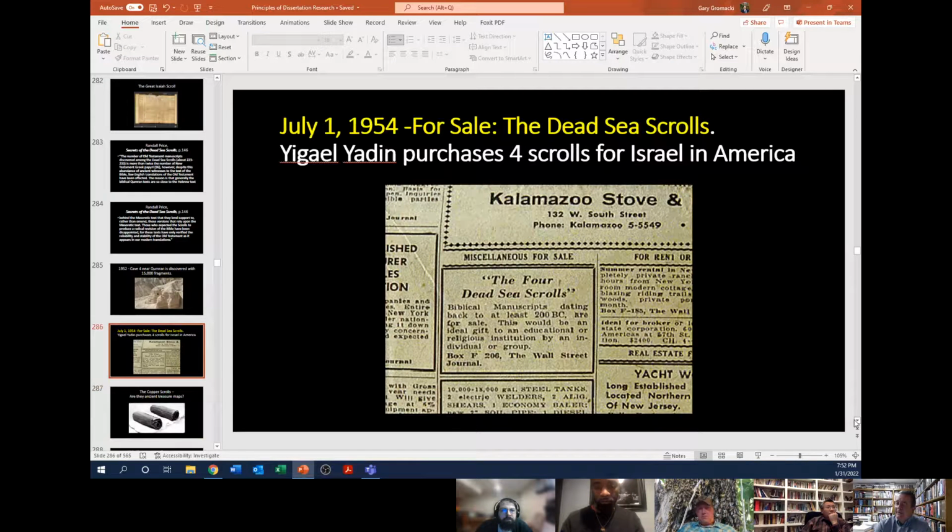1954, Yigael Yadin comes to America and purchases 4 scrolls for Israel in America. So there was an ad. Can you imagine that? Wall Street Journal ad: biblical manuscripts dating back to at least 200 BC are for sale. And it said this would be an ideal gift to an educational or religious institution by an individual or group. So secretly, Yigael Yadin purchased these 4 scrolls and got them back to Israel, 1954. Fascinating story.